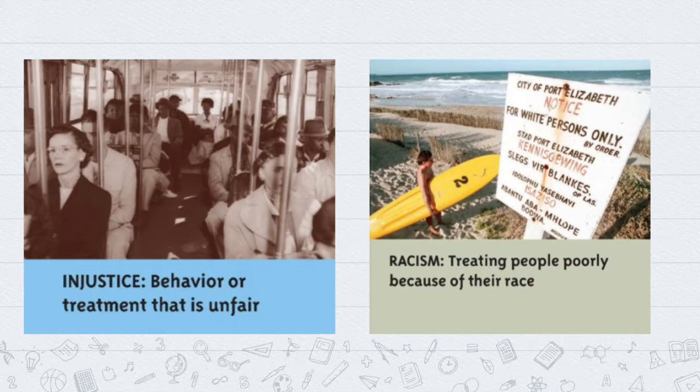And when people were treated differently because of their skin color, because of their race, because of where they come from, that is called racism. So the word racism means treating people poorly because of their race. And you know that the word race means where you come from, your ethnicity, your skin color. If you look at the picture, you're going to see a sign that says City of Fort Elizabeth, notice, for white persons only. So that's another example of racism. That's a place in the city that only white people are allowed. So brown and Black people would not be able to go to that beach, which is not fair. Again, another example of injustice.